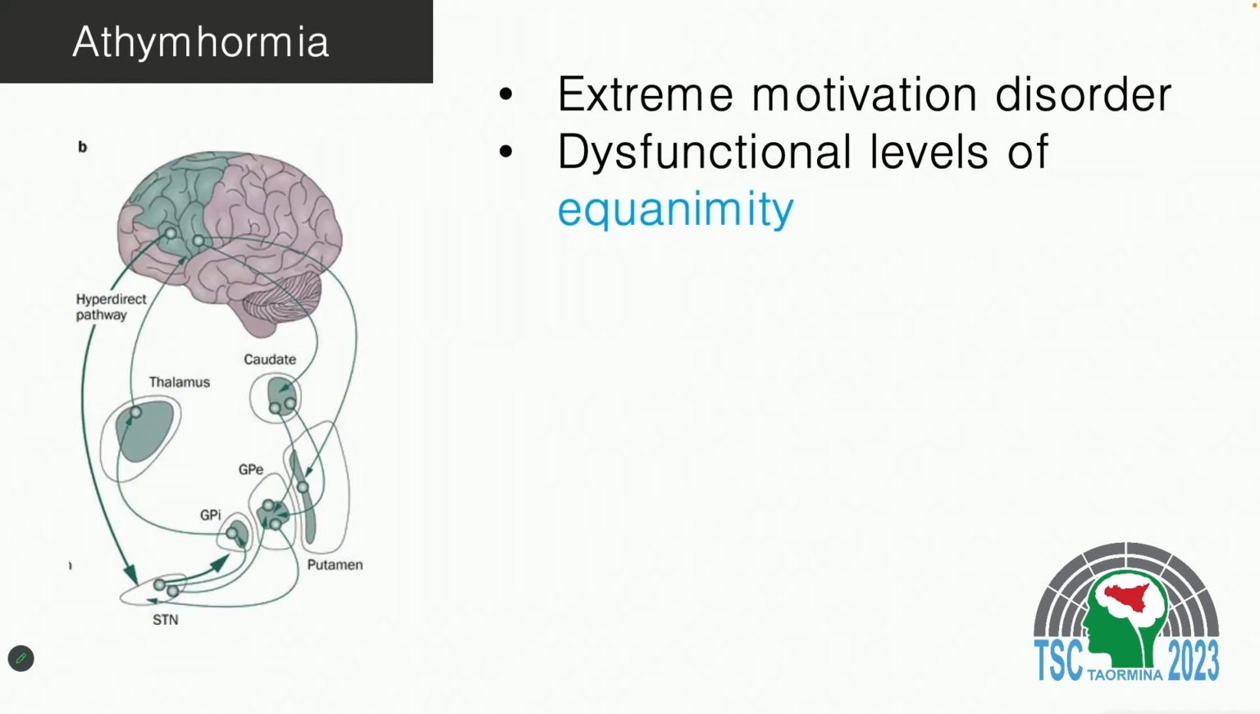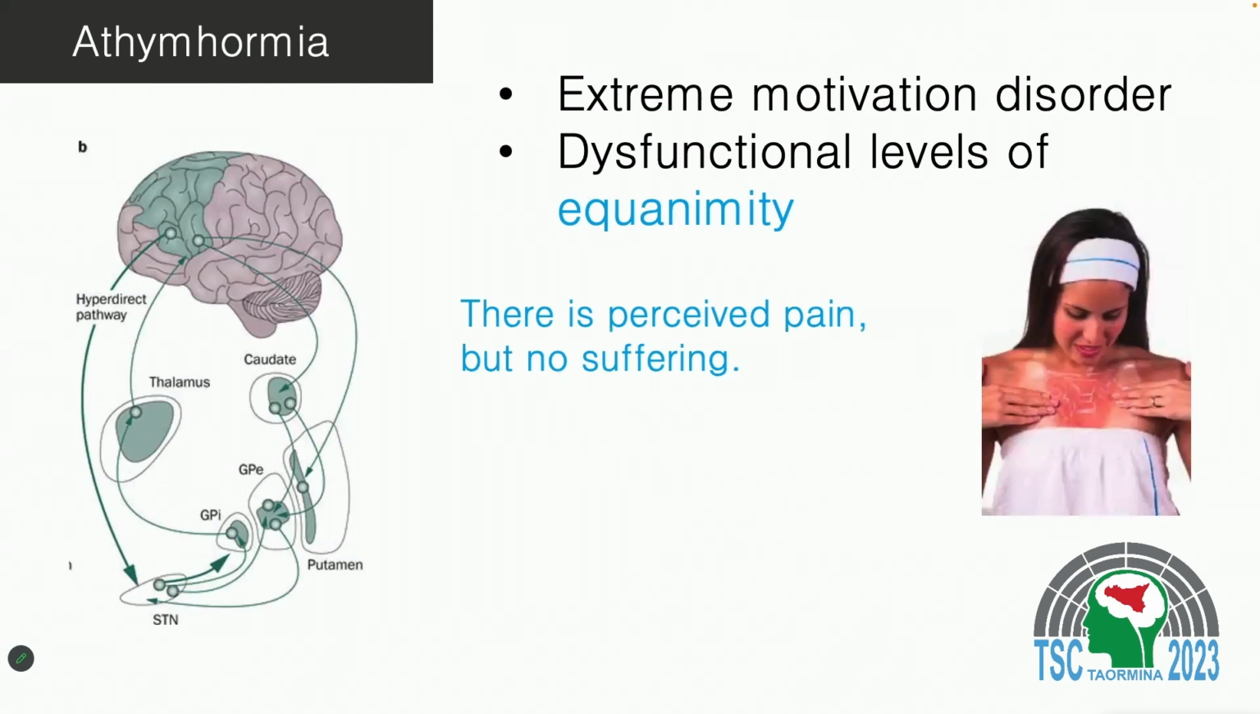And what tends to happen is these patients have an extreme level of what looks like equanimity to us in the lab, or extreme openness to experience, to the point where it's a motivation disorder. They actually don't do anything. So there's lots of cases like this patient who got a severe sunburn because she was sitting in the sun for 6 hours, and you ask her, why don't you move out of the sun? And she says something like, well, there's perceived pain, but there is no suffering, so what's the point, right? And so obviously this is pathological.